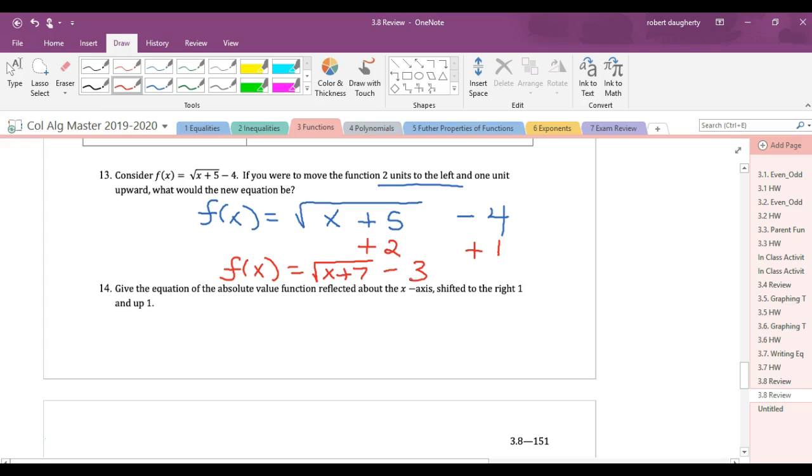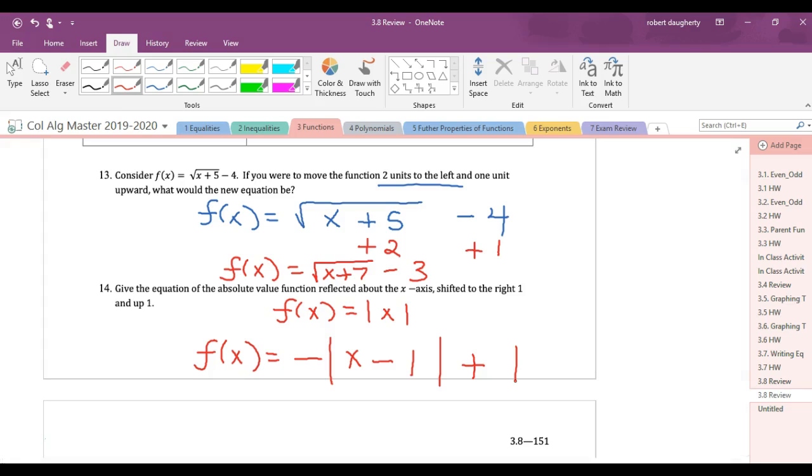Give the equation of an absolute value function. So I've got something that's based on the absolute value of x, okay? And I'm saying that my function is reflected about the x-axis, that gives me a minus sign. It is shifted to the right by 1. So if it's shifted to the right, that is a minus 1. And up 1 is plus 1. So f of x is minus the absolute value of x minus 1 plus 1.